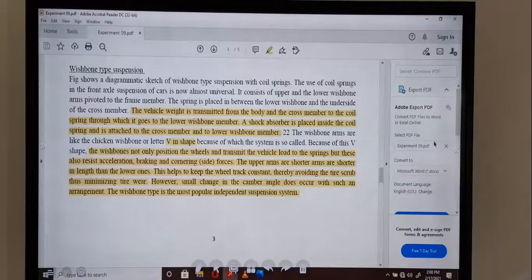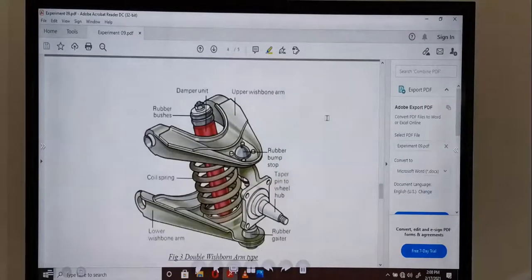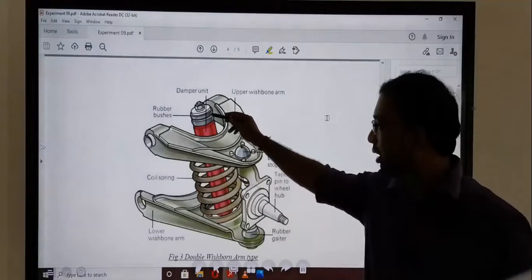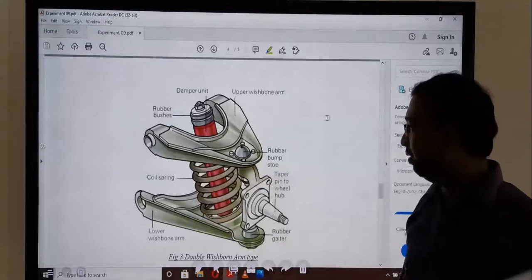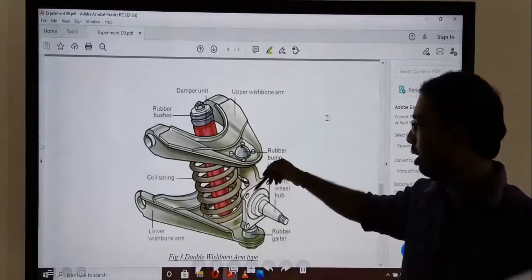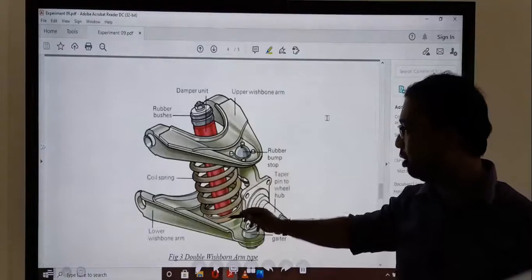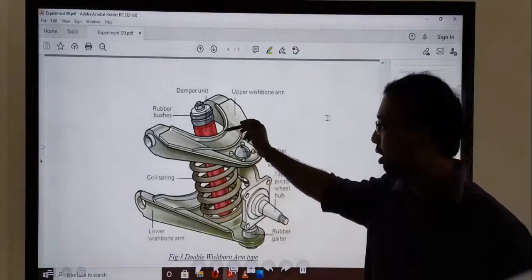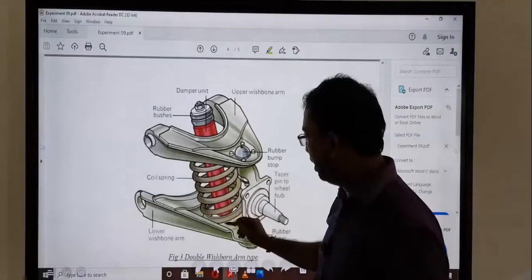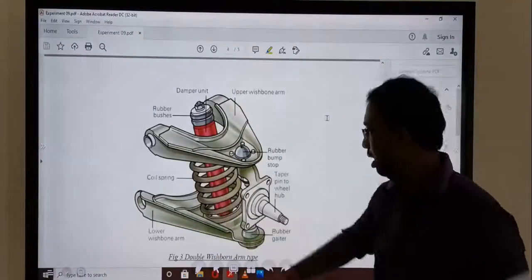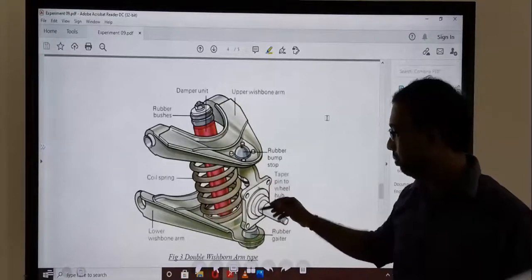The shock absorber is placed inside the coil spring and is attached to the cross member and lower wishbone member. That means this shock absorber is placed inside the coil spring and finally is attached to the lower arm. Here it's attached to the lower arm; the upper arm is not attached. It's attached to the chassis here. But here it is straightly attached to the lower arm, and it's also attached to the wheel hub.